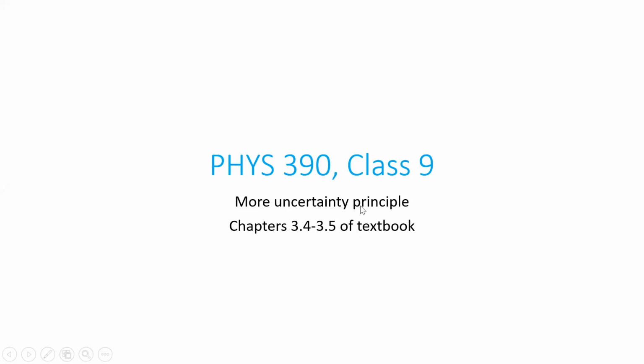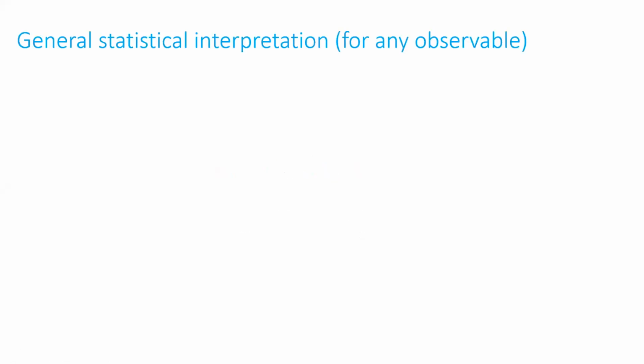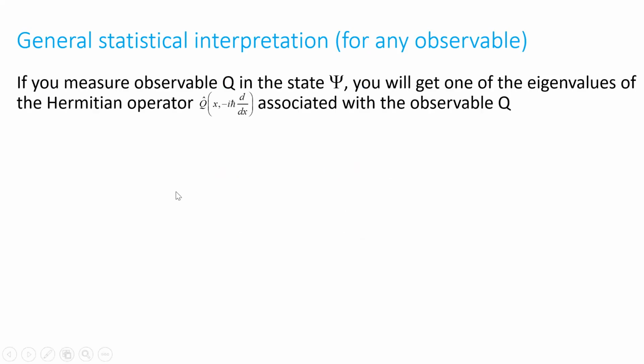So let's get started. Okay, so the general statistical interpretation for any observable. If you measure an observable Q in a given quantum state, you will always get one of the eigenvalues of the operator Q hat associated with that observable Q. So you always get one of the eigenvalues.